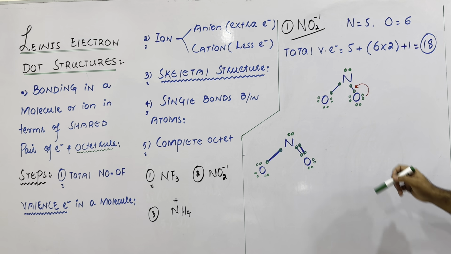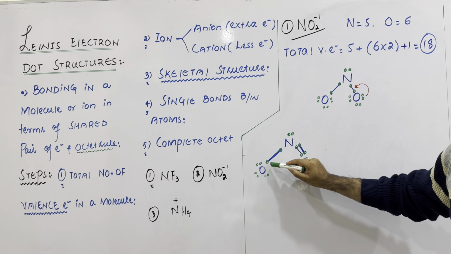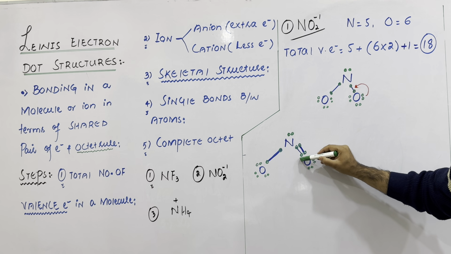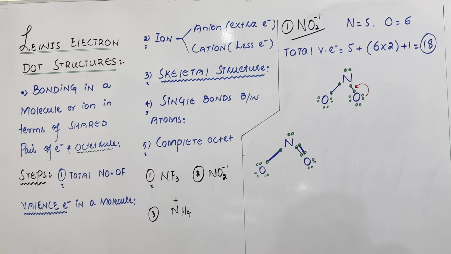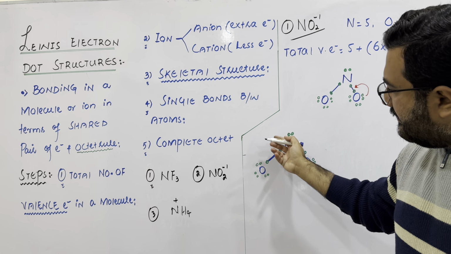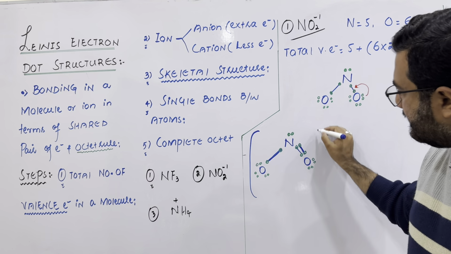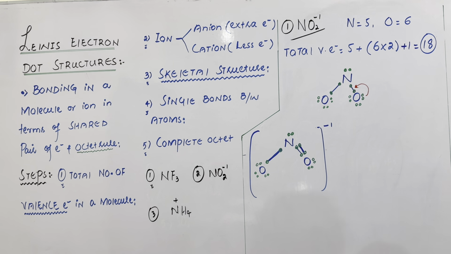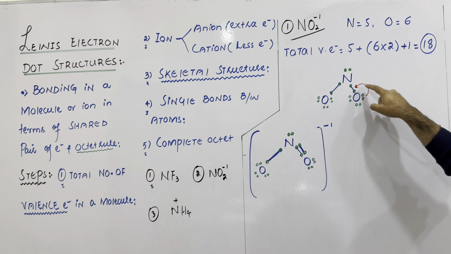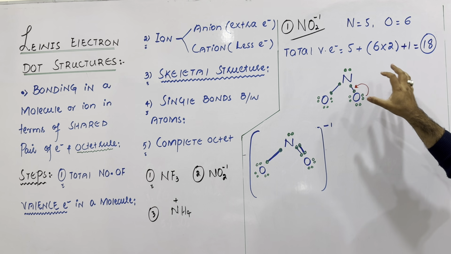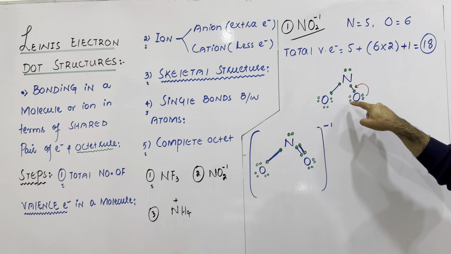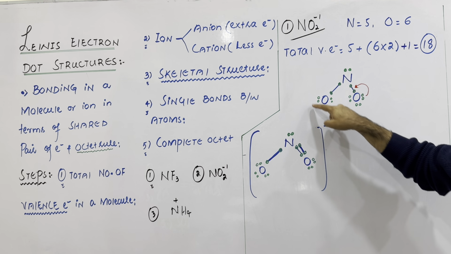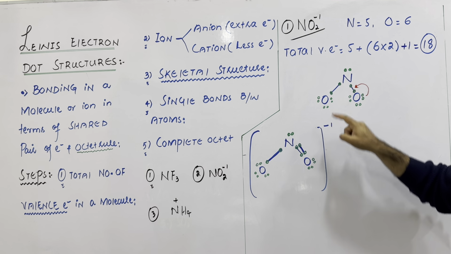In this way, now nitrogen has 1, 2, 3, 4, 5, 6, 7, 8. So the octet of nitrogen is also completed. And the overall charge on this anion should be -1. But my dear students, here this oxygen uses its lone pair. It is not necessary that every time this oxygen will be using its lone pair. There are equal chances that the other oxygen may also use its lone pair.